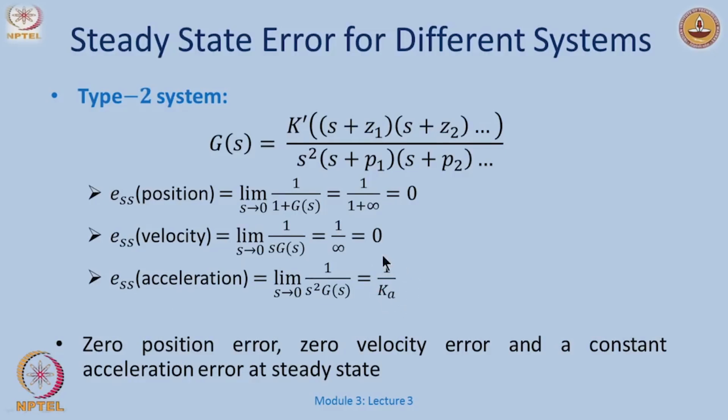So, I could summarize by saying that if I take a type 2 system and ask it to track a position or a step, it will track it perfectly, right. There will be no steady state error. If I ask it to track a ramp, it will also do it perfectly. If I ask it to track a parabolic signal, it will do it, but there will actually be a small error determined by this acceleration error constant.